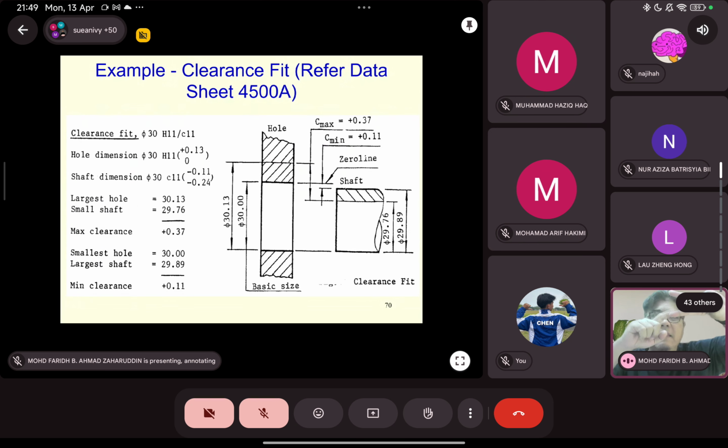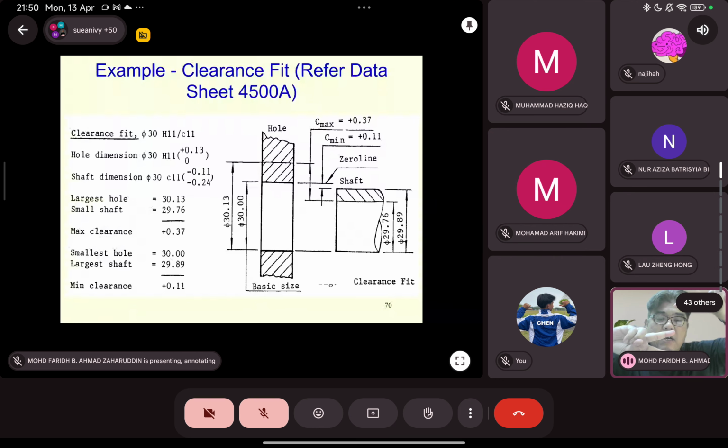30.013 and then 30.000. This is for hole. 30.130. Shaft is 29.890. It's below than 30.0. Memang macam ni kedudukan dia.